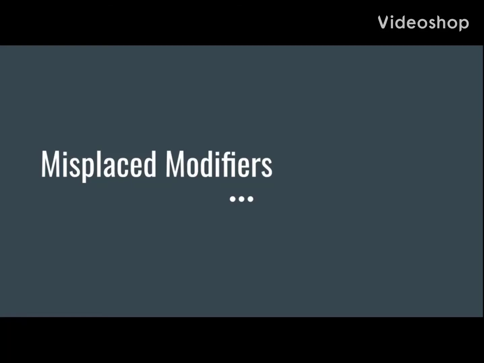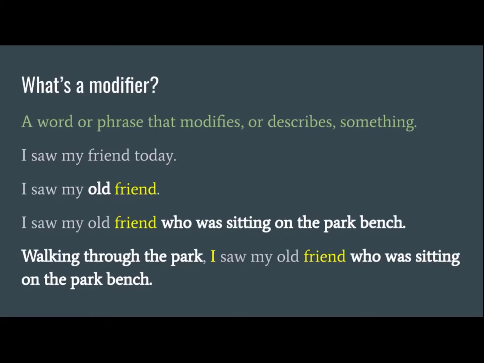Today we're going to be looking at misplaced modifiers. A modifier is a word or phrase that modifies or describes something. For example, if we take the sentence, "I saw my friend today," we can describe friend by adding old. I saw my old friend. I saw my old friend who was sitting on the park bench. Who was sitting on the park bench describes the friend.